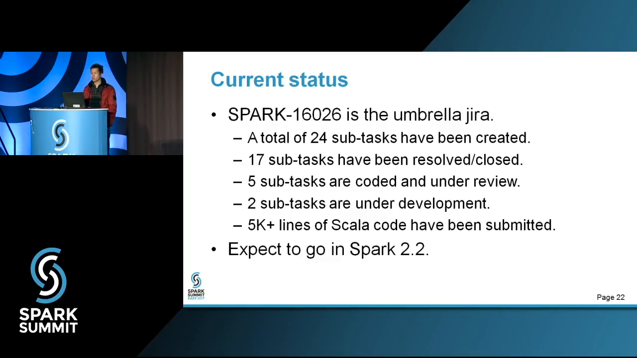Okay, about the current status, we have an umbrella JIRA of this CBO work, which is Spark 16026. So far, we have created a total of 24 subtasks. 17 of them have been resolved or closed. 5 of them are coded and under review currently, and 2 subtasks are still under development. And so far, more than 5,000 lines of Scala code have been submitted. These codes went through rigorous code review and lots of rewriting. But good quality comes out after the review and the rewriting process. And we expect the first phase of Spark CBO to go in Spark 2.2.